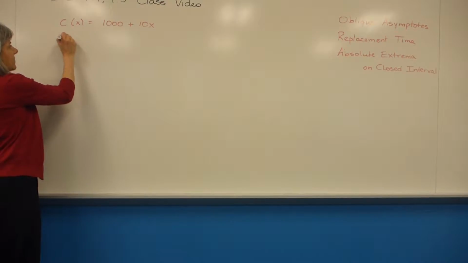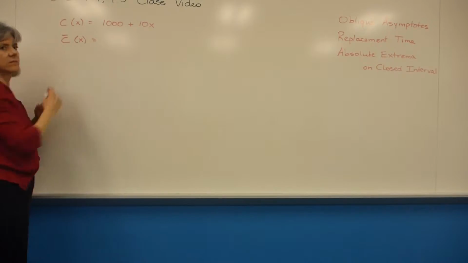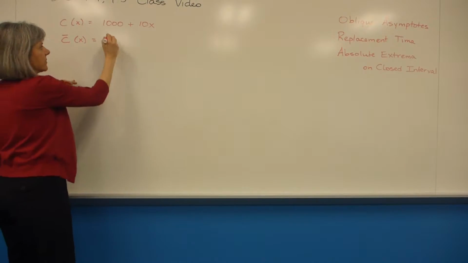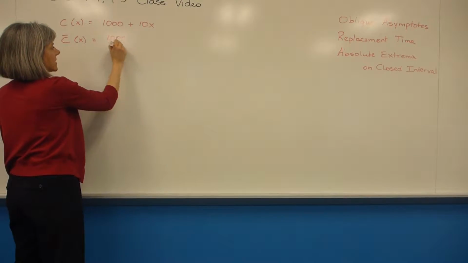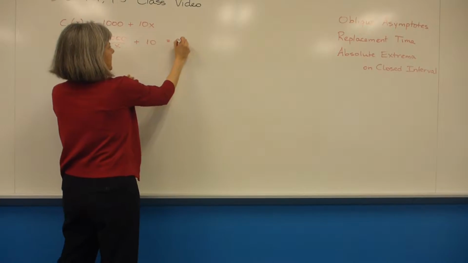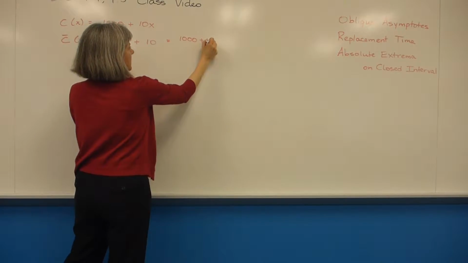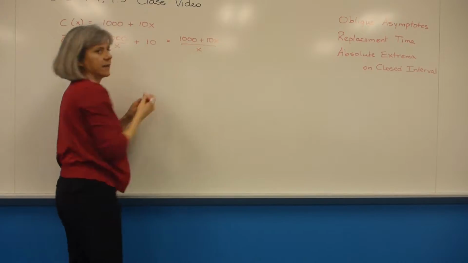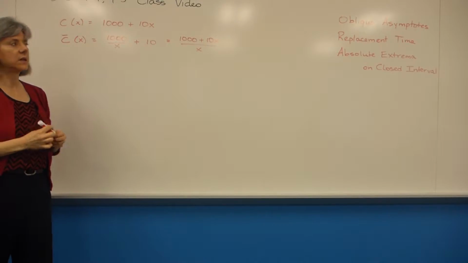How do I find the average cost? Just divide by x. Divide everything by x. So I get 1,000 divided by x plus 10. And actually, let's write it out this way too. I could take the entirety like that and divide by x, or I could divide each piece by x. It works out to be the same thing.